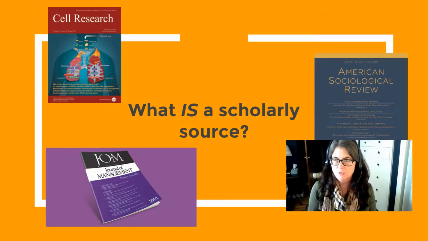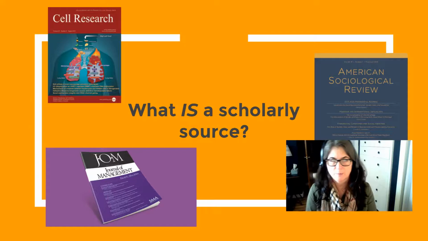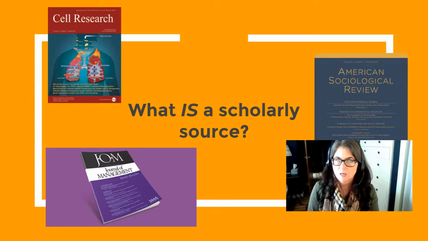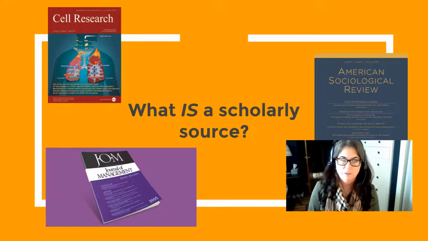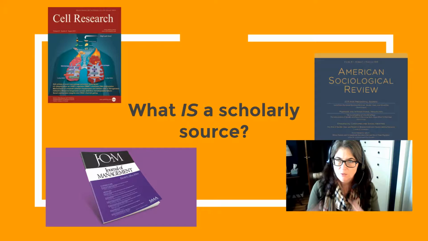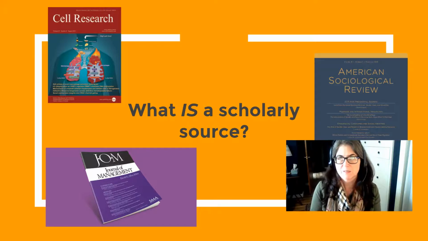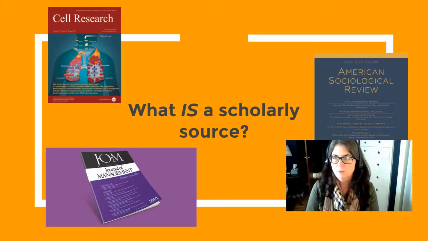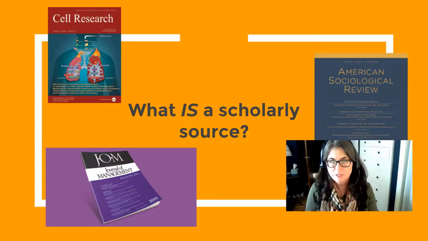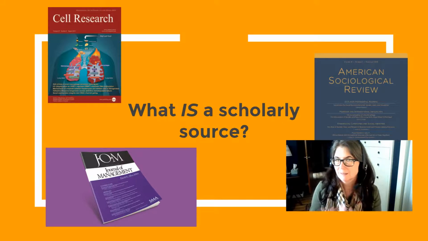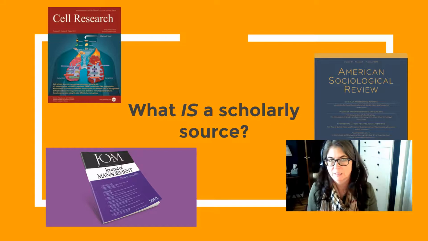The first thing that you might notice is I've got some examples here on the slide. We've got Cell Research, we've got the American Sociological Review, and the Journal of Management. Each of these are responsible for covering a specific subject area. So if I were studying sociology, I would probably be reading the American Sociological Review. As a librarian, that's not a journal that I read. I read journals having to do with librarianship and information literacy.